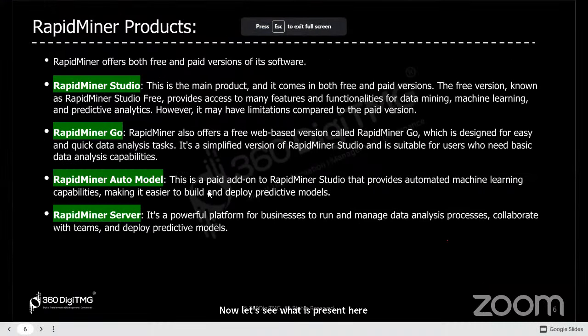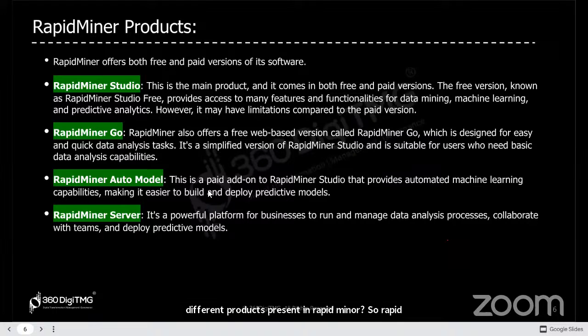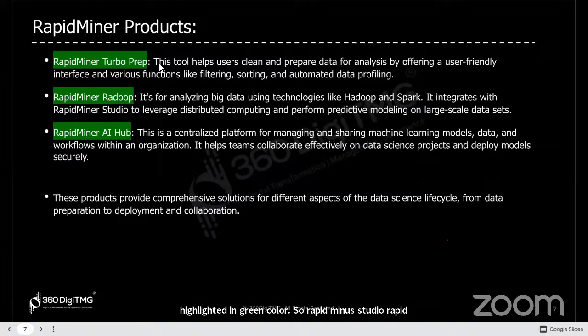Okay, so now let's discuss what the different products present in RapidMiner are. RapidMiner offers both free and paid versions of its software. There are different products, which you can see highlighted in green color: RapidMiner Studio, RapidMiner Go, RapidMiner Auto Model, RapidMiner Server, Turbo Prep, RapidMiner Radoop, and AI Hub. These are the different products offered by RapidMiner.